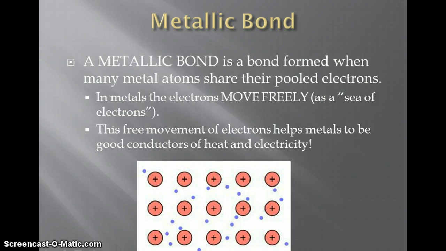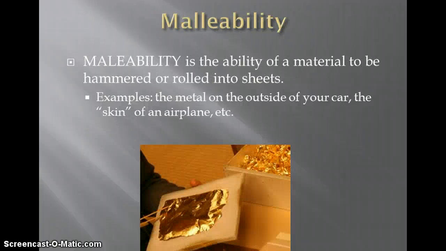And that free movement helps metals to be really good conductors of heat and electricity. Because the electrons are able to flow throughout the substance, that free movement allows the conduction of heat and electricity throughout the entire substance very easily. So a metallic bond is different than ionic or covalent in that the electrons move freely throughout the substance.